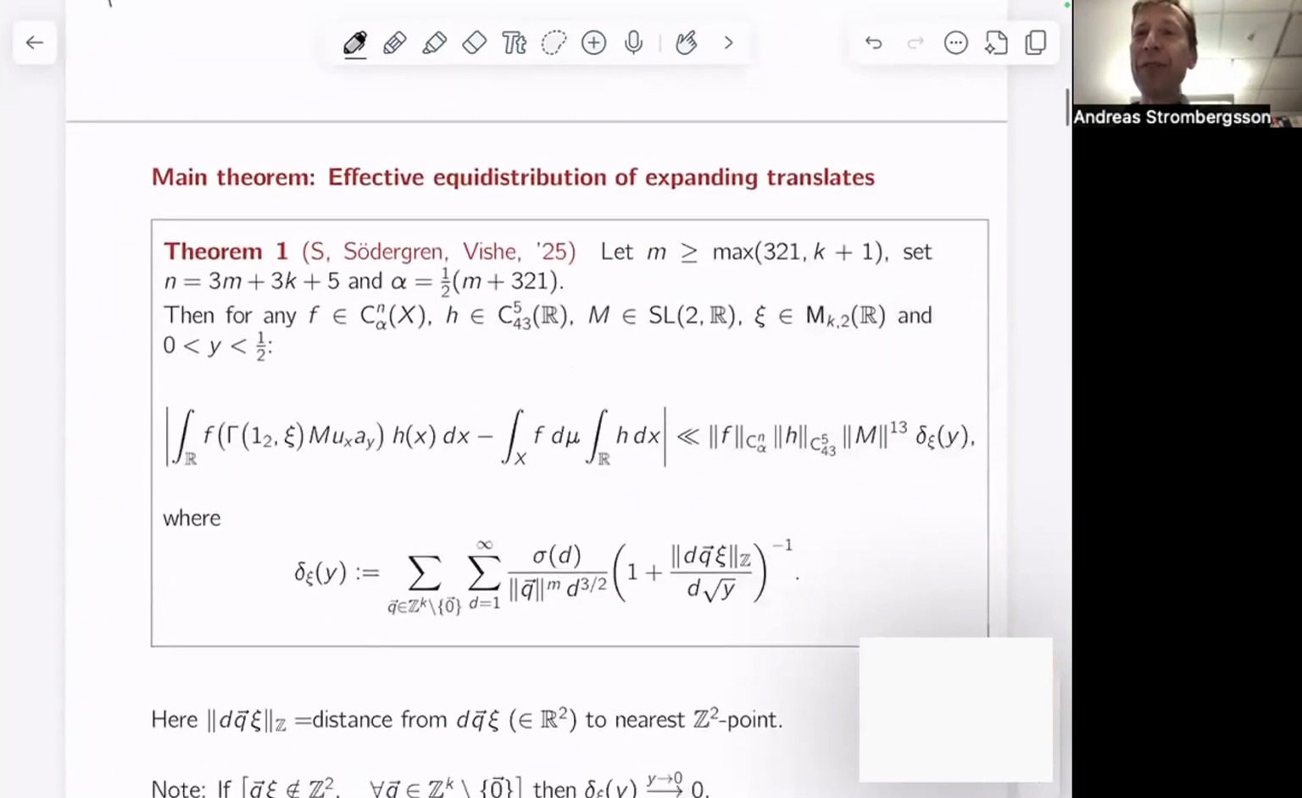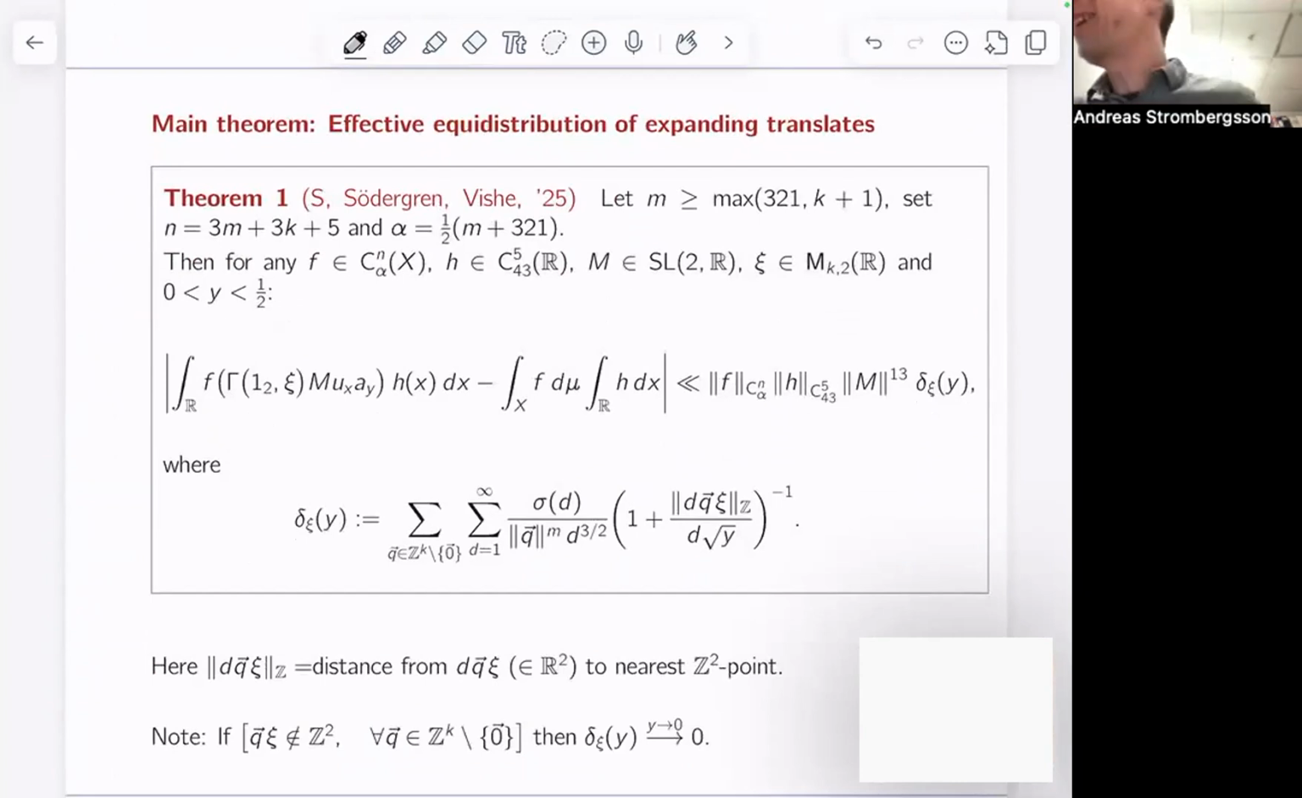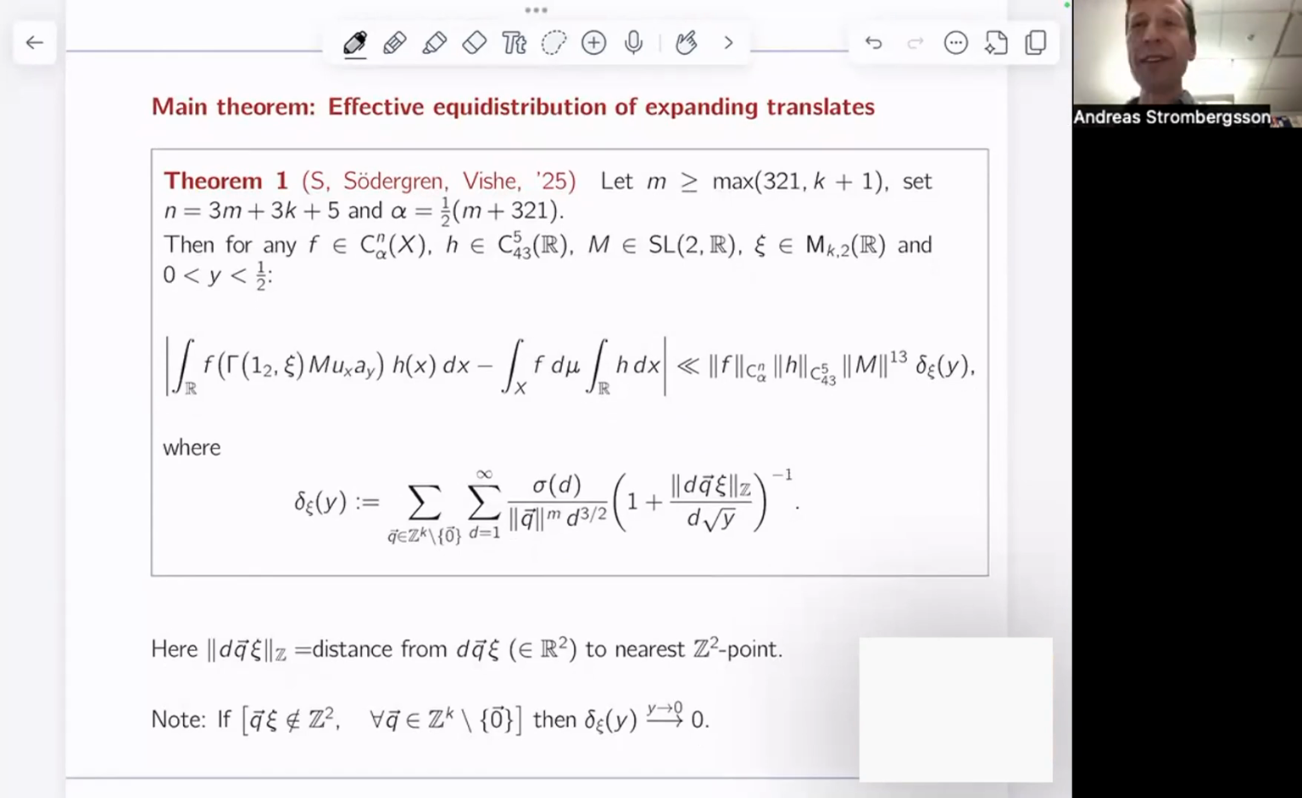But now I want to explain the effective result that we prove. Oh, I should have said from the start, it was on the first slide, but I should really have mentioned that all of what I'm going to talk about today is joint work with Anders Södergren and Pankaj Vishe. And we are still finalizing this, but we hope to post a preprint fairly soon about this.